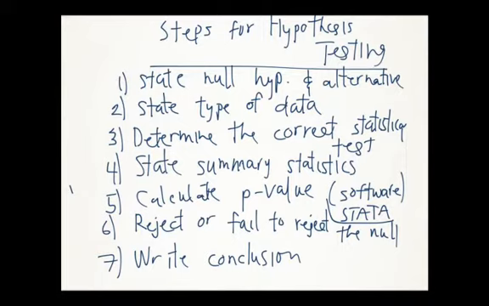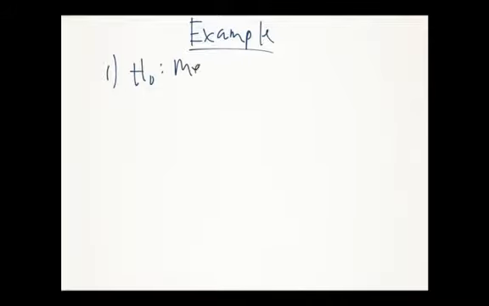Okay? All right, so let's do just that. Let's work through an example. Here's our example. And we're going to work through those 7 steps. So the null hypothesis was that the mean score, again, this is some arbitrary score.